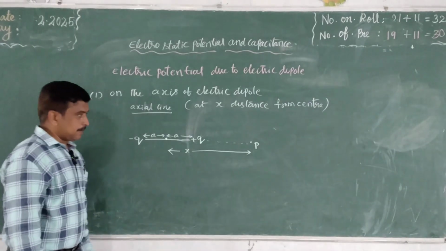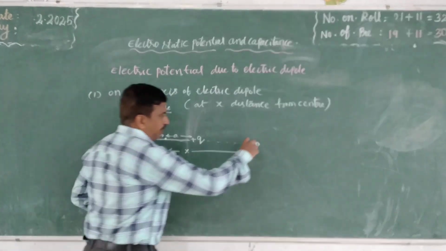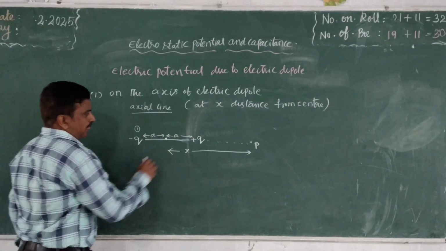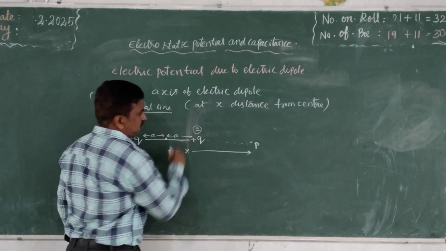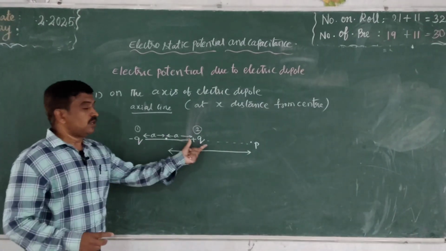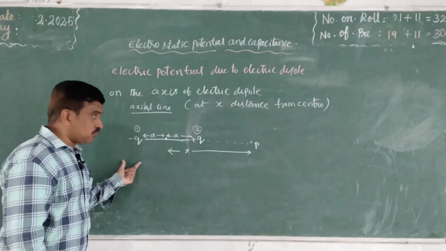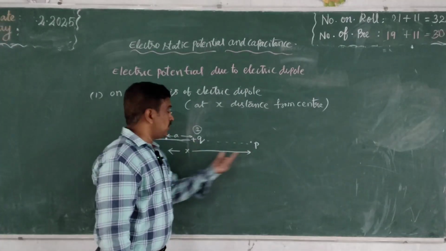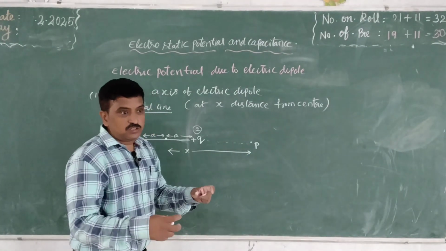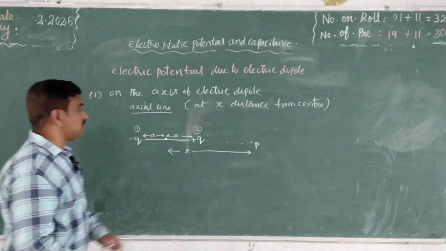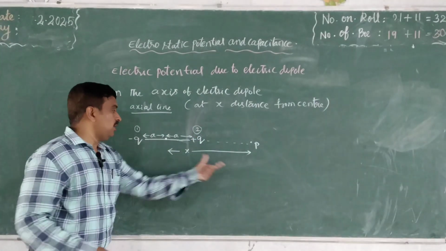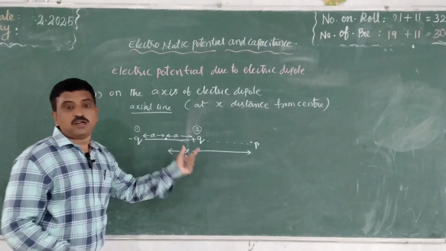Here at point P, two potentials act: one due to the first charge and the second due to the second charge. Why? The electric dipole has two charges, one is minus q and another is plus q. Due to minus q, what is the potential at P? Due to plus q, what is the potential at P? So we can find the net potential, which is the electric potential due to the electric dipole at point P, x distance from the center of the electric dipole.